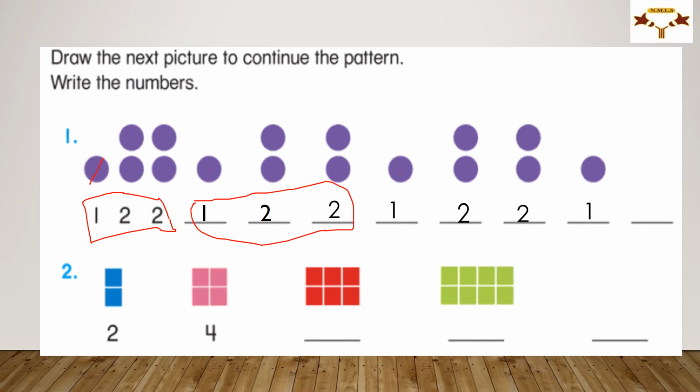So it's called repeated pattern. 1, 2, 2, 1, 2, 2, 1, 2, 2. So you can figure out and guess what will come next. Excellent, it will be 2 dots.